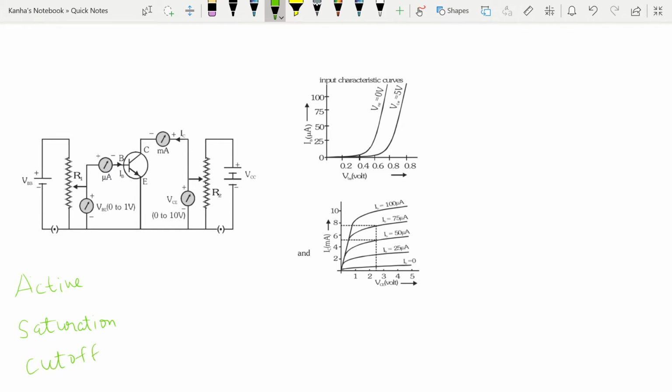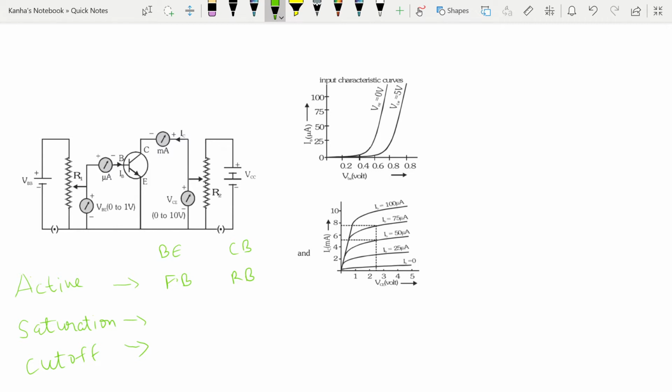These three regions. And how are they situated? Your base emitter junction should be forward biased, and your collector base region should be reverse biased. This is generally used when you are trying to do an amplification process.